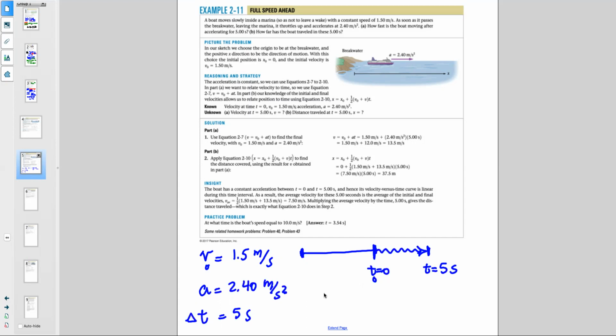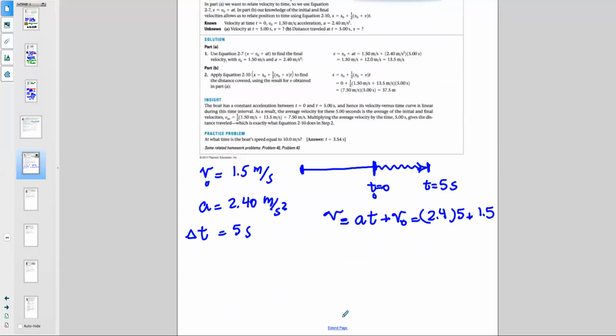Now, we have the same formula that we used for previous problems: v equals at plus v naught, okay? Now I have a, which is 2.4. T is 5 seconds, plus 1.5 meters per second as the initial, because this is the initial starting point for me. So if I do that, what I have is 5 times 2.4 plus 1.5, which will give me the final velocity.